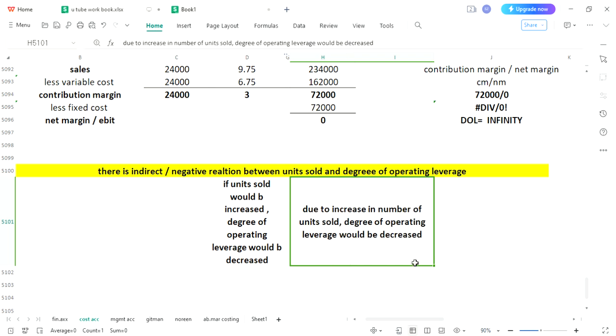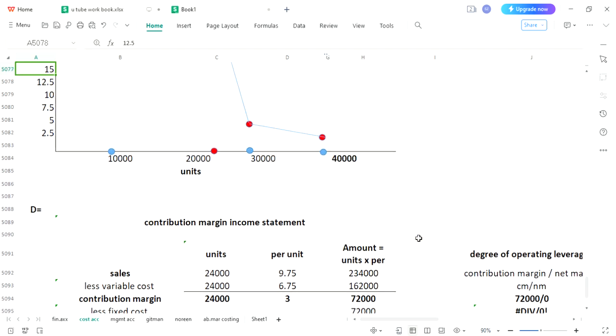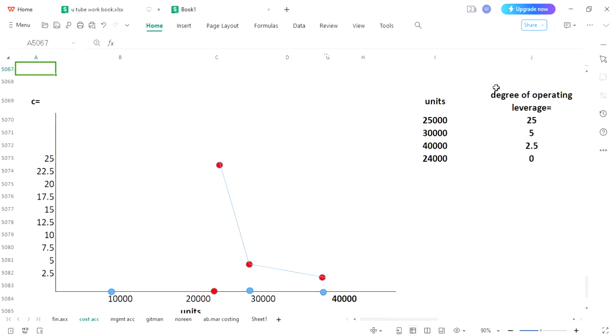So this is our principle in a different way. First, there is an indirect relationship, or due to increase in number of units sold, degree of operating leverage would be decreased. This is the principle which has been taken from our graph and from the data which we have collected over here. You can see units are increasing, degree of operating leverage is decreasing.